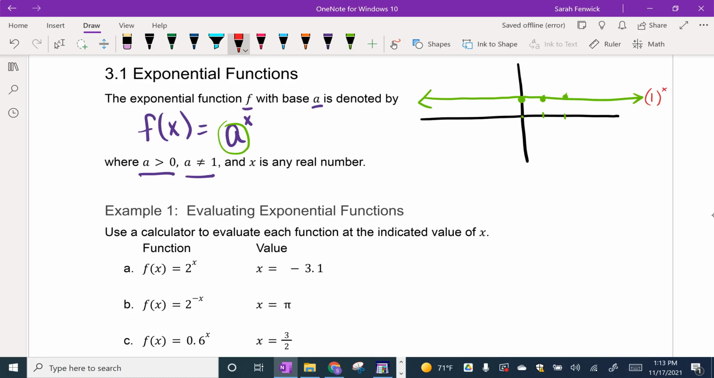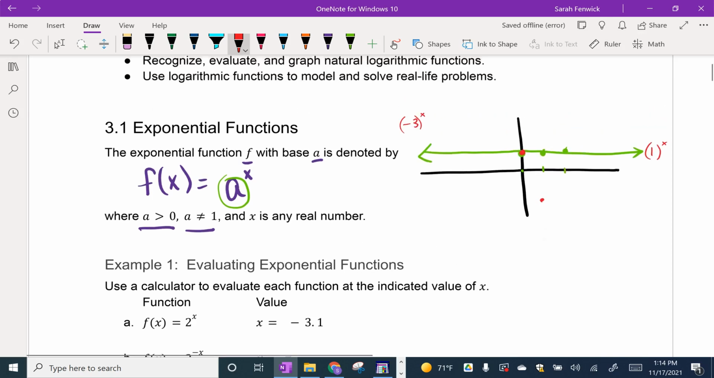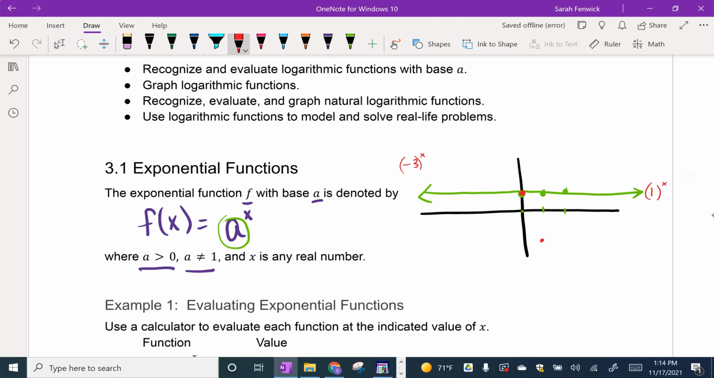If my a value is lower than 0, so this was if I had 1 to the x. Let's say I had negative 3 to the x. Okay? So in this case, negative 3 to the 0 is 1. Negative 3 to the 1 is negative 3. Negative 3 to the 2 is 9. And then we jump down to negative 27, and then negative 81, and then negative 243. This graph is going to flip-flop back and forth so many times. It gets so much bigger and bigger that this graph does not even come up when you use your calculator. The calculator doesn't graph this because your base cannot be a negative number. Okay?